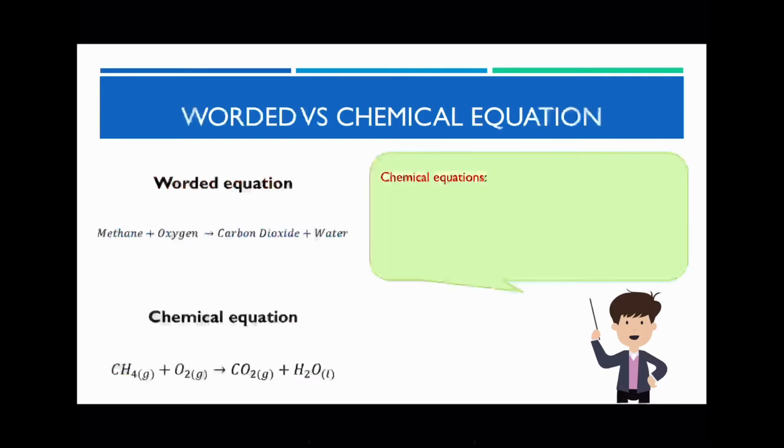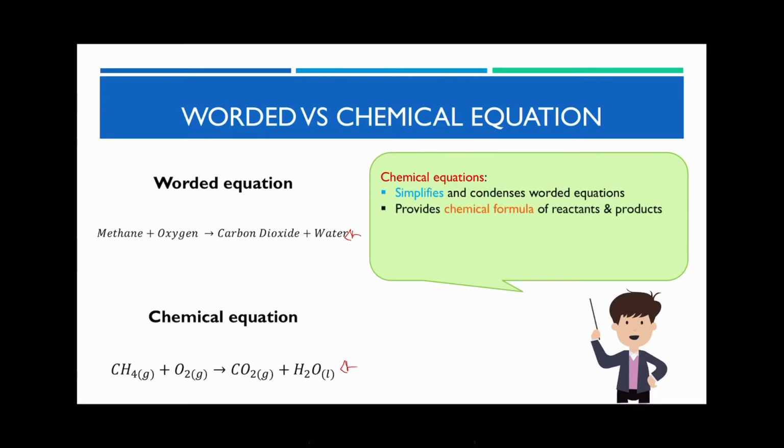The reason why we use the chemical equation more readily, or prefer it as opposed to the worded equation, is firstly, notice that this is a lot shorter and more abbreviated as opposed to this long sentence over here. So the first reason is that it simplifies and condenses the worded equation. Not only that, but it also provides you the chemical formula of each reactant and product. What I mean by reactant is just the starting material. So you've got methane and you've got oxygen, and it also shows you the chemical formula of the products as well. In doing so, it tells you what atoms are present in each reactant and how many atoms are present as well.